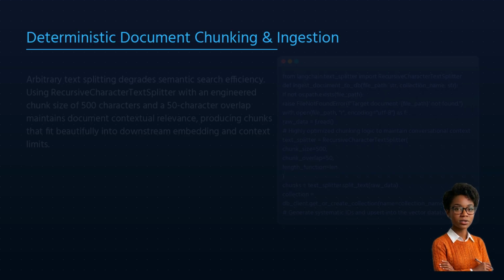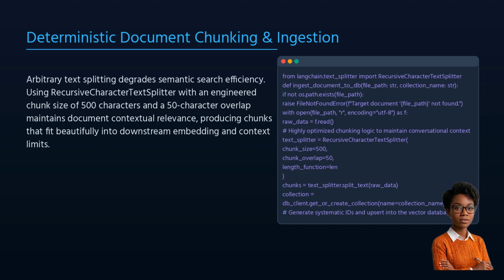Now, let's write our ingestion engine. Standard string splitting breaks sentences in half, causing catastrophic loss of context. To prevent this, we employ LangChain's recursive character text splitter. It intelligently splits based on paragraphs, sentences, and finally individual characters. We then load these chunks directly into our persistent Chroma collection.